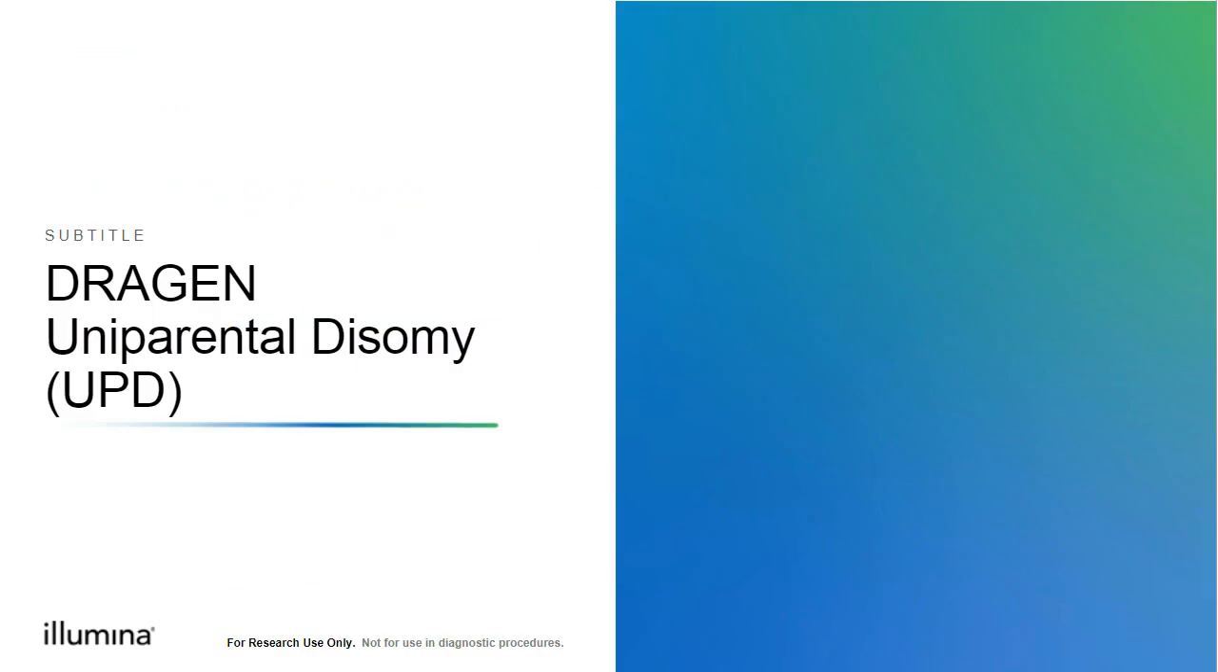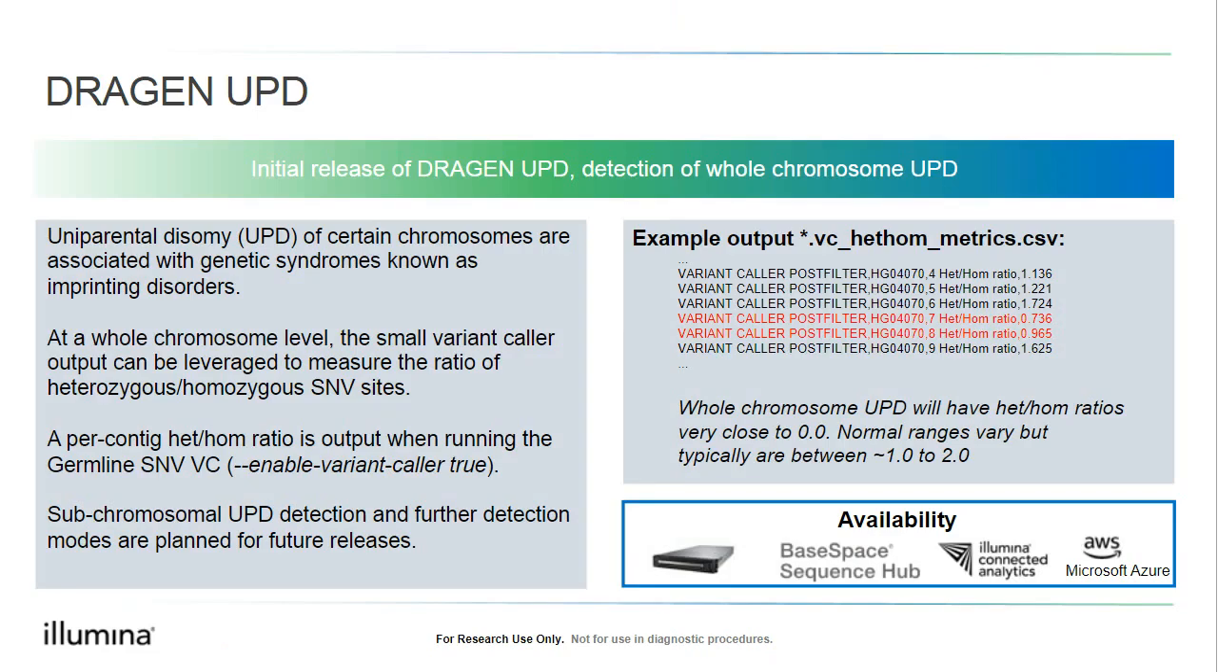Another feature that we are bringing in 3.9 is more options for disomy detection. The first one that we are bringing in is UPD. Again, this is our initial release of this feature, and today the detection is, I would say, limited to whole chromosome UPD. We are looking at giving you subchromosomal UPD and further detection modes in future releases. But in this first release, we are leveraging the output of our SNV caller, and we are measuring the het-hom ratios at these SNV sites.